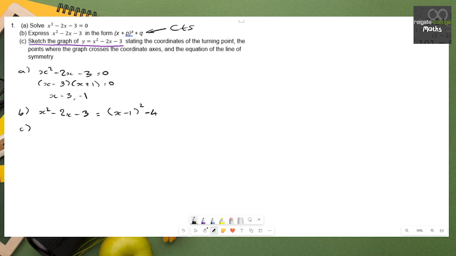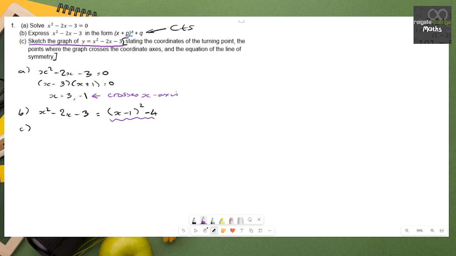And it gives us a load of other instructions to do. You might not get told these instructions. So stating the coordinates of turning point and so on. This is a very useful thing to just do out of habit. So we've already got quite a bit of information. From here, we know that this is where the graph crosses the x-axis.